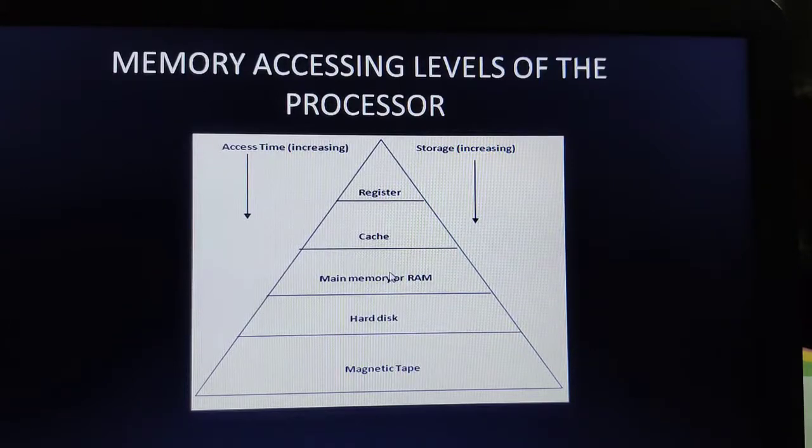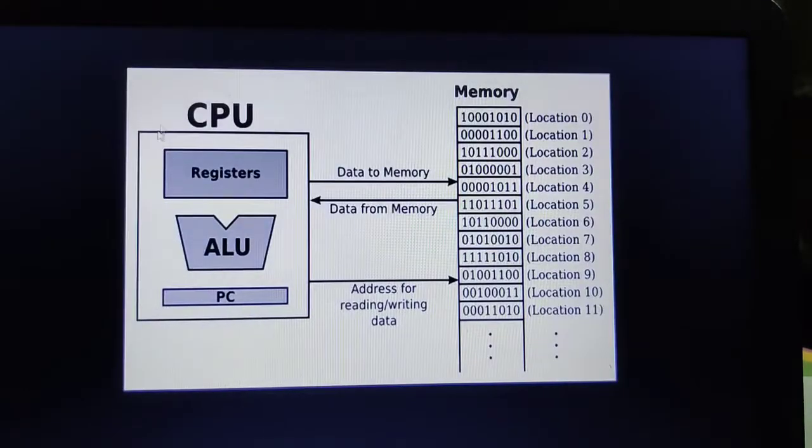But what about the accessing speed? If I need to access data from magnetic tape to my computer, the accessing speed is quite long compared to the hard disk, main memory, cache, and register. The fastest memory that the CPU can use is the register. You can see here, because registers are already inbuilt in the CPU, obviously the CPU will access the registers first.